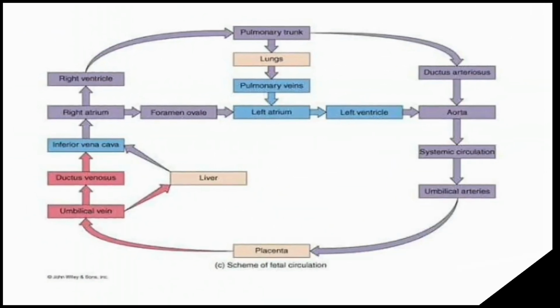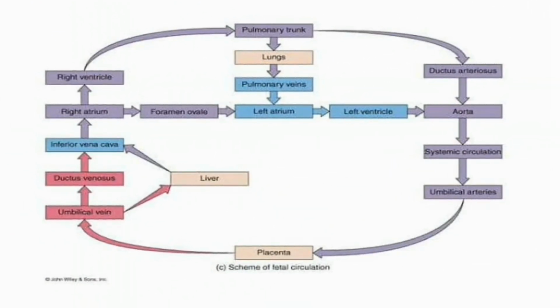Quick summary of everything we've done so far. Blood flows from the placenta to the umbilical vein, to the ductus venosus, even though a small amount perfuses the liver, and then back into the inferior vena cava, to the right atrium, to the foramen ovale, to the left atrium, to the left ventricle, to the ascending aorta, and into systemic circulation, and the umbilical arteries back to the placenta. And some blood enters through the superior vena cava, into the right ventricle, to the pulmonary trunk, follows the ductus arteriosus, the aorta, systemic circulation, and umbilical arteries back into the placenta.